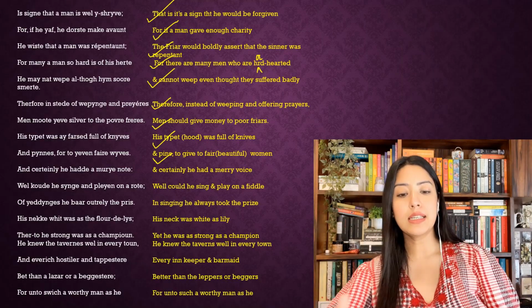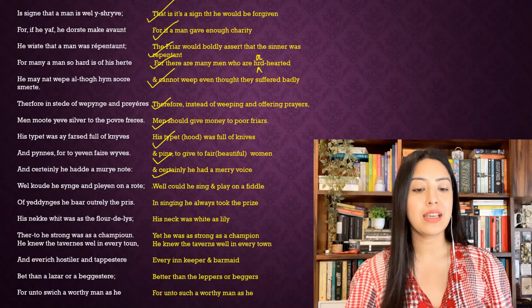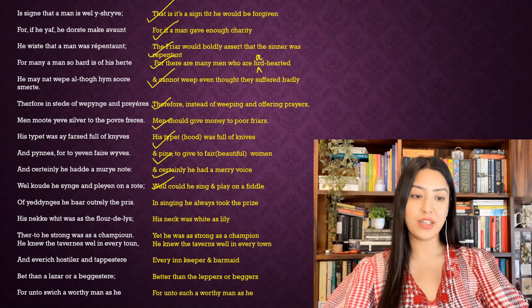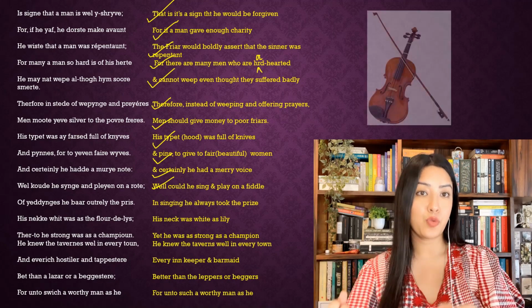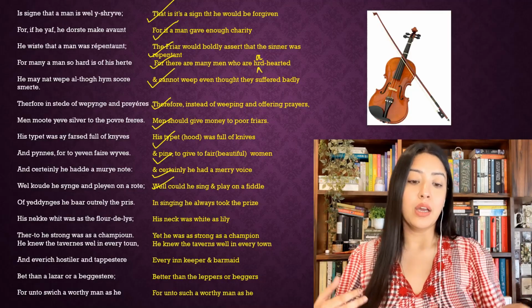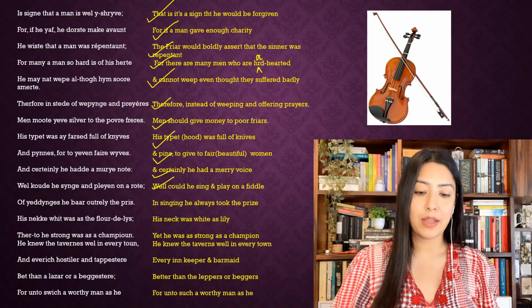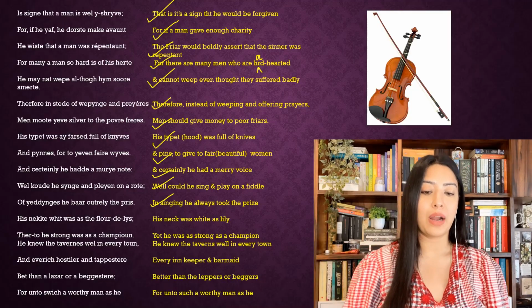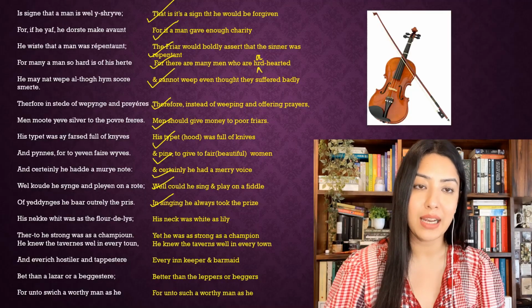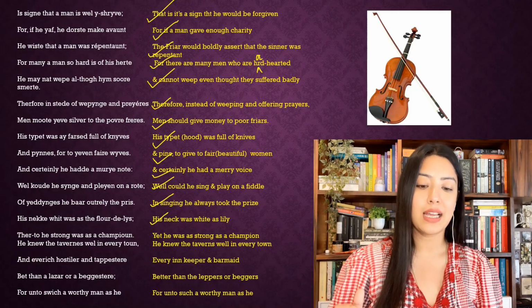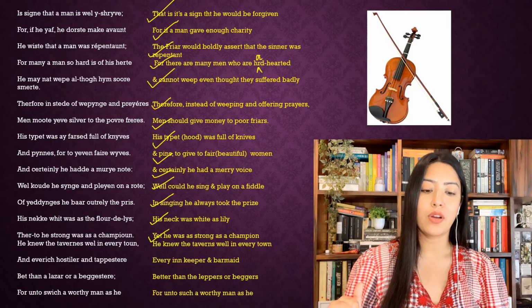And certainly he had a merry voice. Well could he sing and play on a fiddle. I've given a picture of a fiddle there. So again, he had these kind of qualities also. He had a good voice. He could sing and play on a fiddle. In singing, he always took the prize, so he took part in competitions as well. And his neck was white as lily, yet he was strong as a champion.